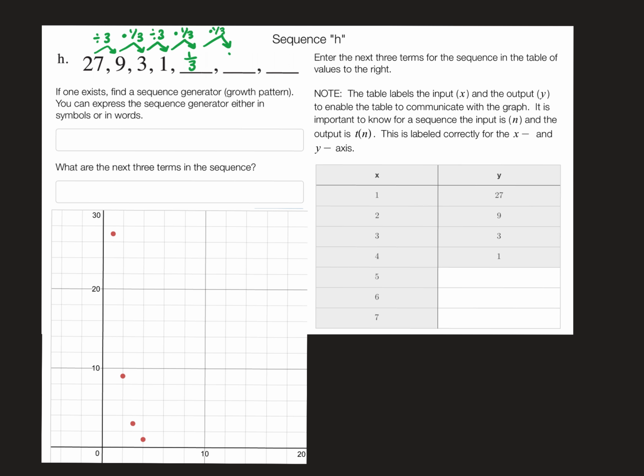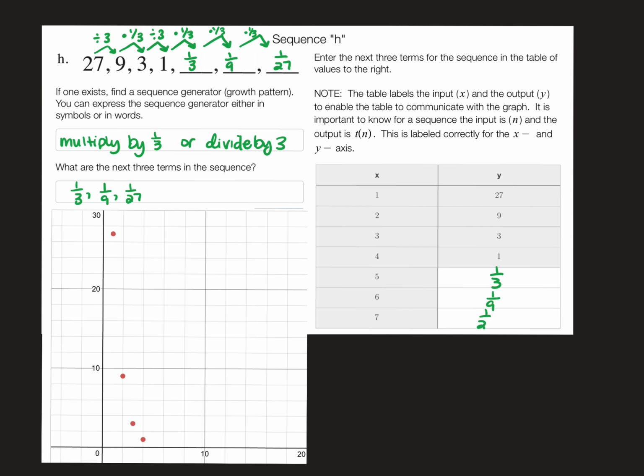Multiplying 1/3 by 1/3 gives me 1/9. And then multiplying 1/9 by 1/3 gives me 1/27. These are very tiny numbers, and I would recommend that you leave them as fractions rather than try to write them as a decimal. Our sequence is either multiply by 1/3 or divide by 3. Means the same thing. Next three terms would be 1/3, 1/9, and 1/27. Let me put those in my table as well.